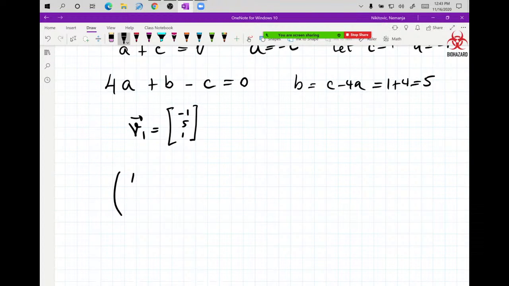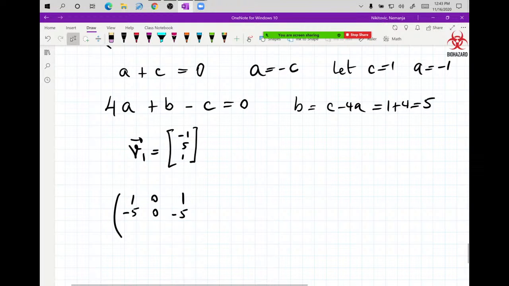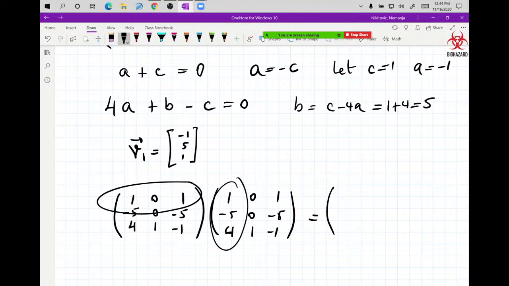Now we have 1, 0, 1, -5, 0, -5, 4, 1, -1 times itself. It's going to take forever, but such is life. This goes on that. So 1 times 1, and we are going to get a 5 over here, because that's a 1, negative 5 dies because of the 0, and a 4, 1 plus 4 is 5. Then we move 1 over, and we get a 1. Then we move 1 over, that's a 5.